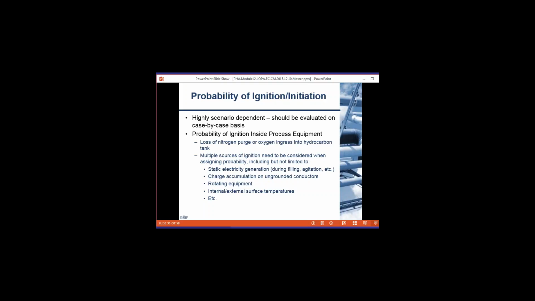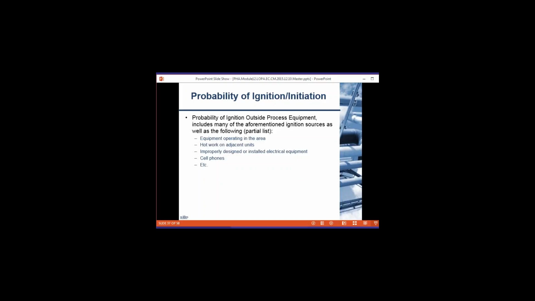Charge accumulation from ungrounded conductors, any rotating equipment in the process, mixers, things like that within the vessel. Internal, external surface temperatures. Your internal surface temperature can be dependent on your external surface temperature depending on how the vessel is put together. Probability of ignition outside the process equipment. On the same vein, you consider all the sources we just spoke about. What we also want to look at is equipment operating in the area, hot work in adjacent units, and properly designed or installed electrical equipment, cell phones, etc.